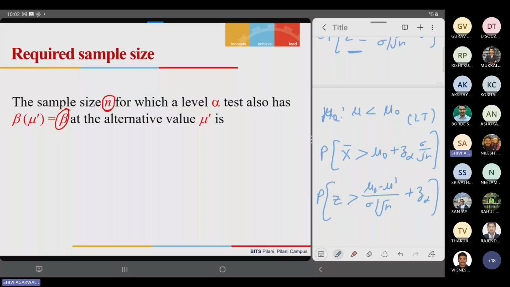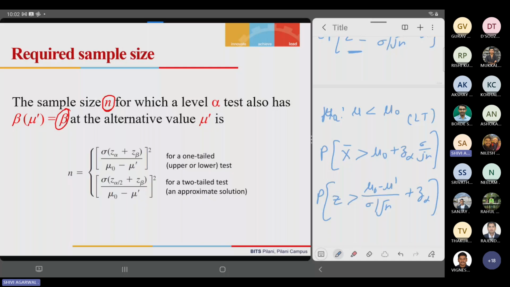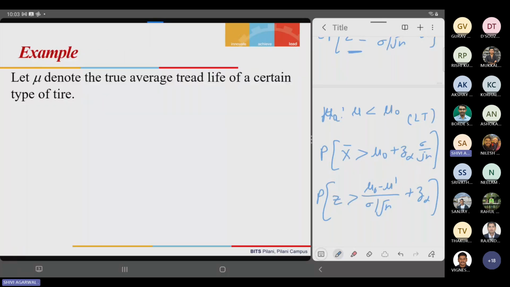For that, we are using the same concept. This is the formula. Derivation of the formula I am not doing here because it is lengthy. Direct formula you can apply to calculate the N here.